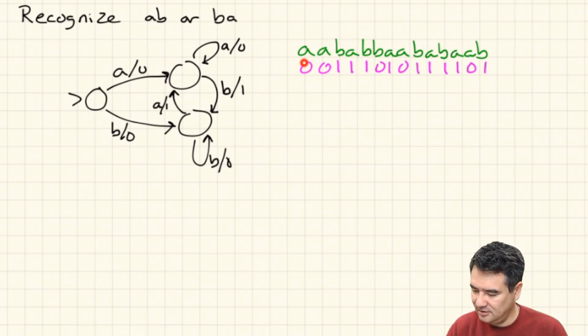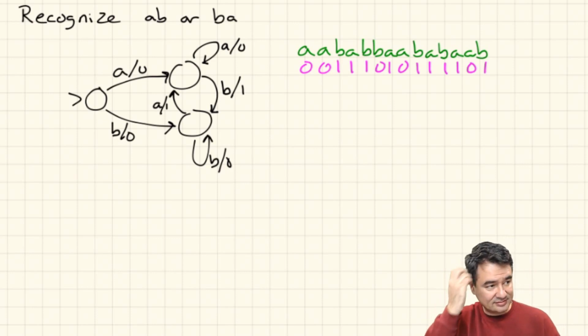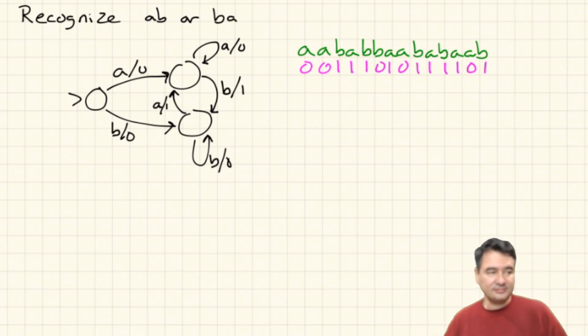All right, let's try it out. A0, A0, B1, good. A1, B1, B0, A1, A0. Yeah, it's looking good. B1, A1, B1, A1, A0, B1. Great. Yeah, so this can be done with 3 states instead of 5 states.